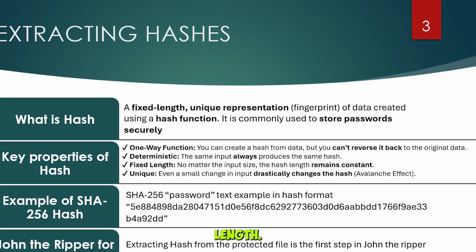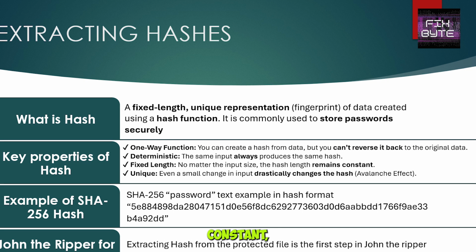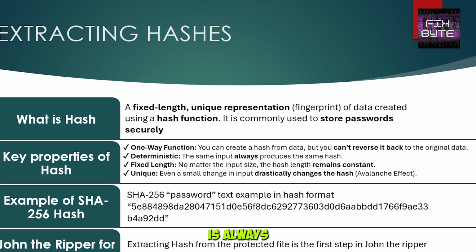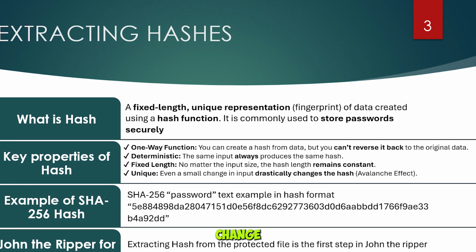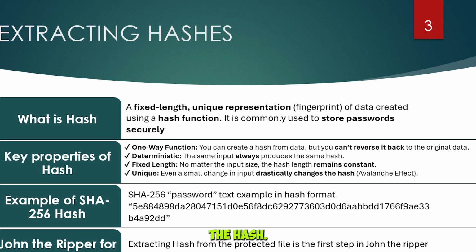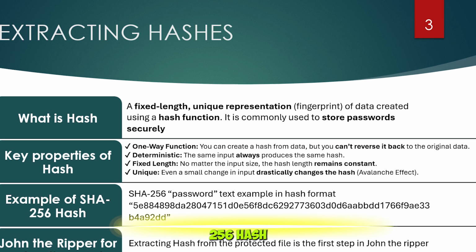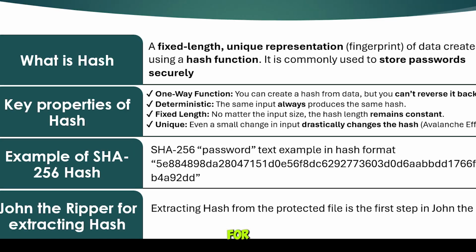It is a fixed length. No matter the input size, the hash length remains constant. And a hash is also unique. Even a small change in input drastically changes the hash. Example of a SHA-256 hash of the word password. To use John the Ripper, we will extract the hash from the protected file.